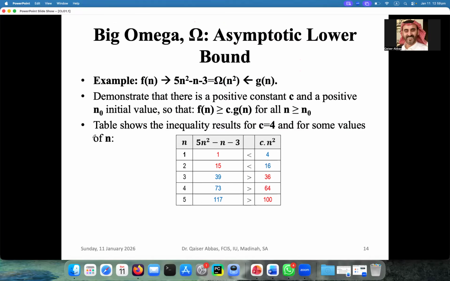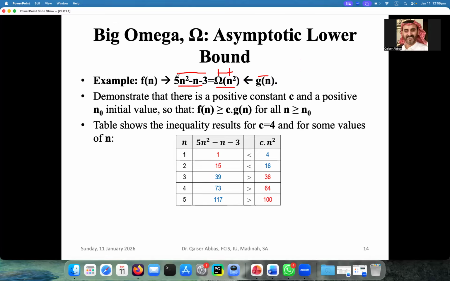Now moving towards the example. If f of n is equal to 5n square minus 3, and we are saying that this running time is n square, and that this n square is the best case running time. How can we say that? By omega. And we are calling it g of n.